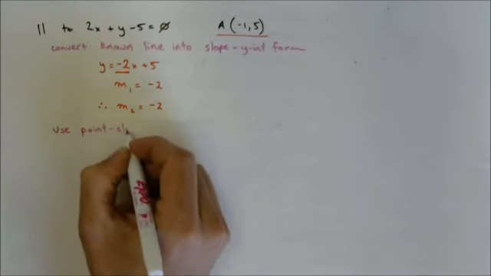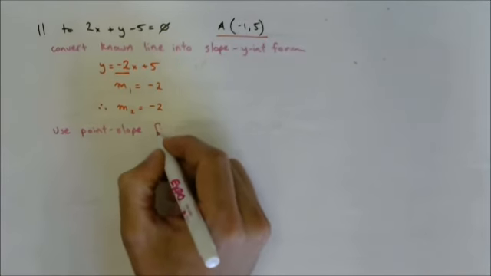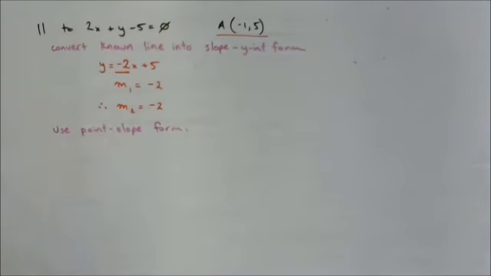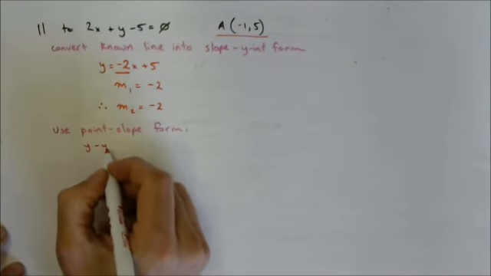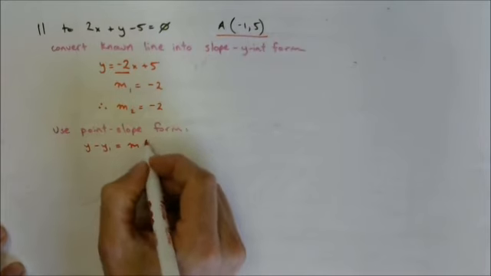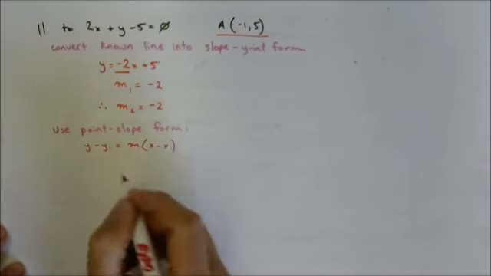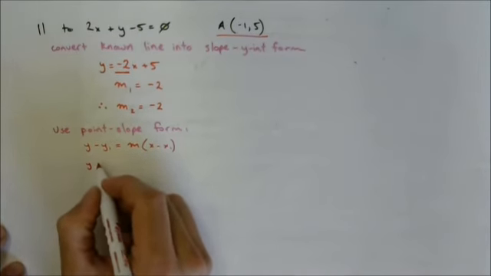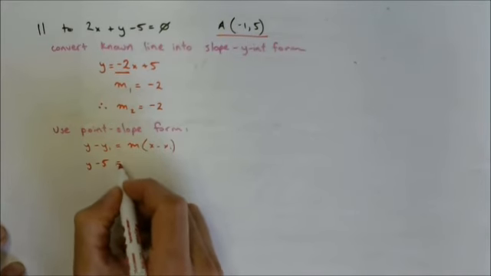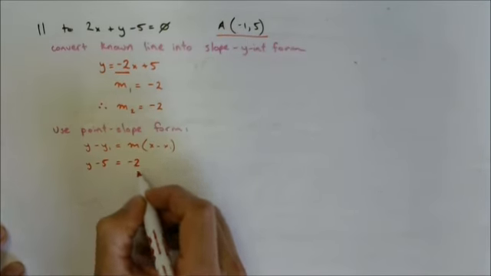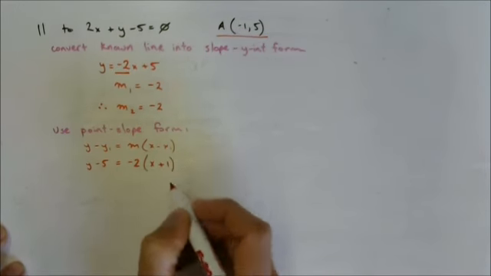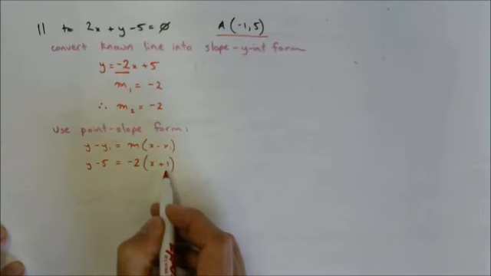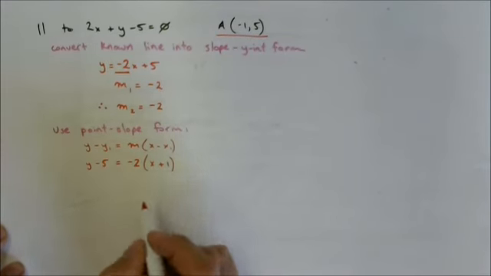We need an equation of a line, so let's use point slope form. You can see how many applications this point slope form has. y minus y1 equals m times x minus x1. We know the coordinates of a point, so we've got y minus 5. We know the slope, it equals -2 times x. I'm just going to right away write x plus 1 in this bracket. I know it's x minus -1, which is the same as x plus 1.